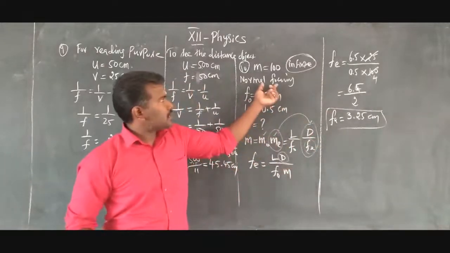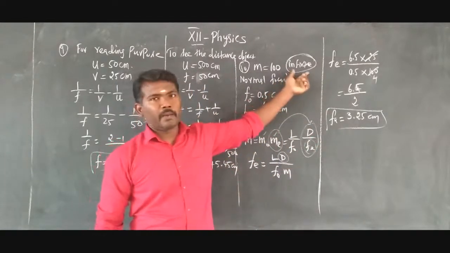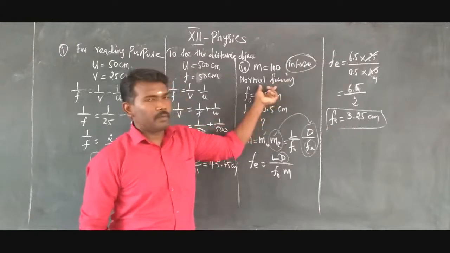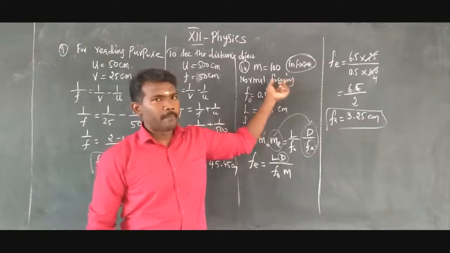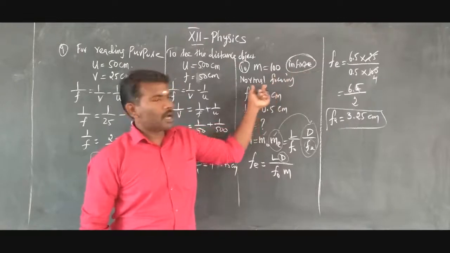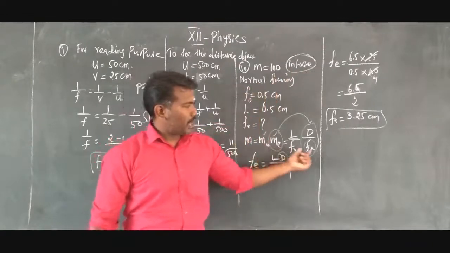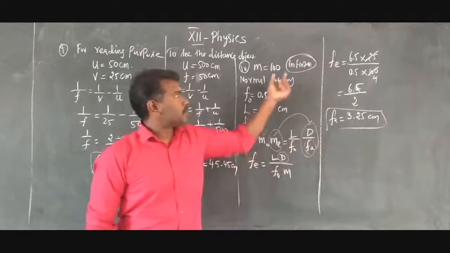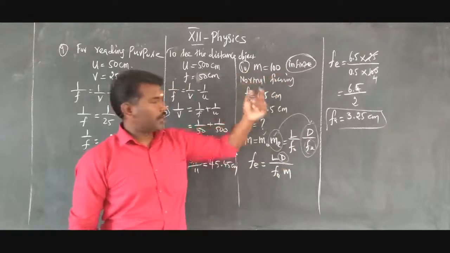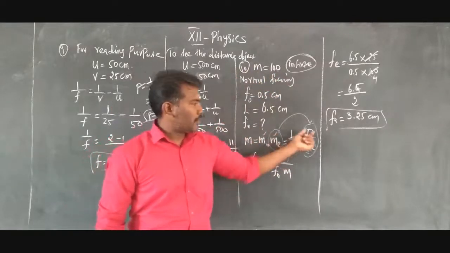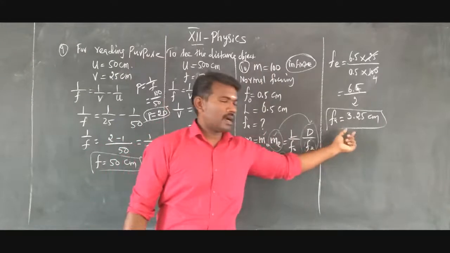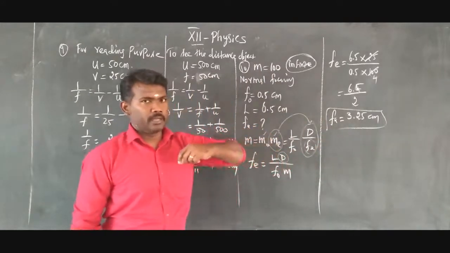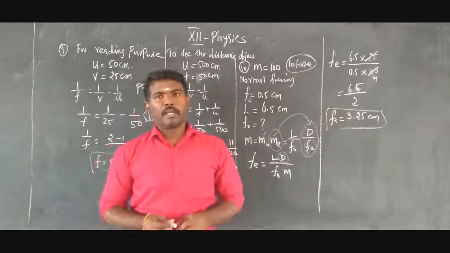The condition is the image is formed at an infinite distance, which means normal focusing. So you concentrate on this part. Infinite distance means normal focusing method, so the ME value is D by FE. If suppose the image is formed at the near point, the M value is 1 plus D by FE, and we get a separate answer for FE. This is related to the 10th question.